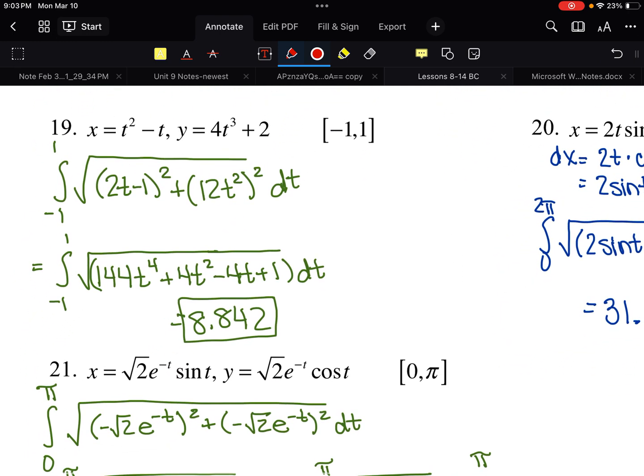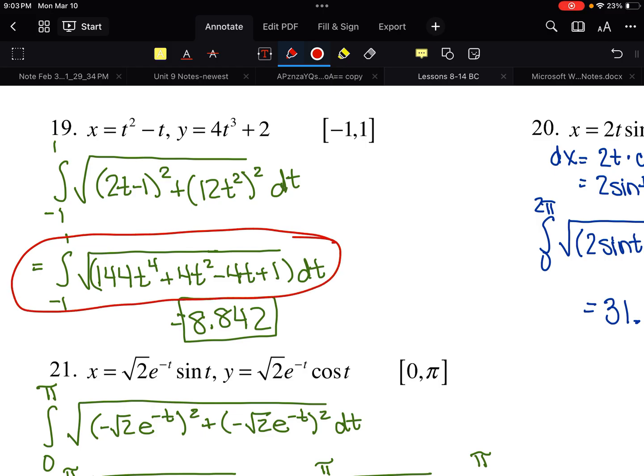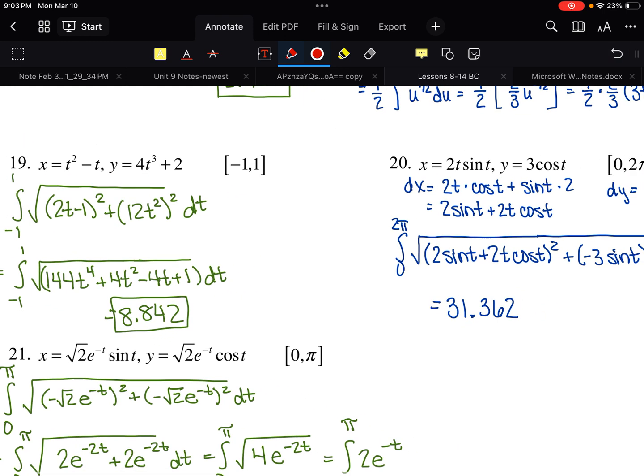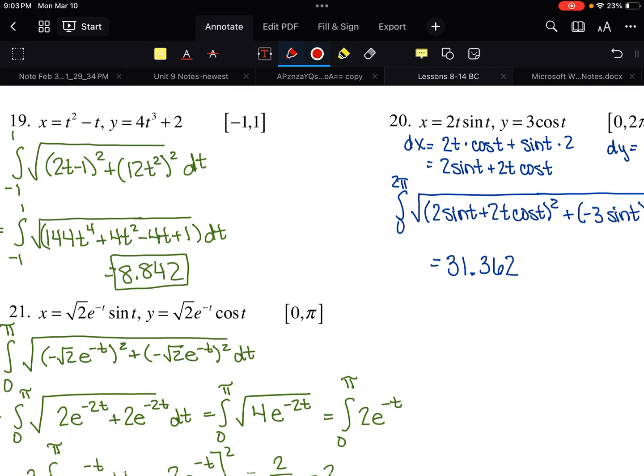This one's not too terribly bad. This one was one that was the calculator. You guys should be able to write the equation, but you also should be able to get it that far without using the calculator. Because I wouldn't be surprised to see a multiple choice question where they ask which of the following could be used to find the length of the arc on the interval negative 1 to 1, and they're not going to make it as simple as giving you the one with the derivative squared. They're going to work them out. So 19, it said use the calculator. 20, it also said use the calculator.